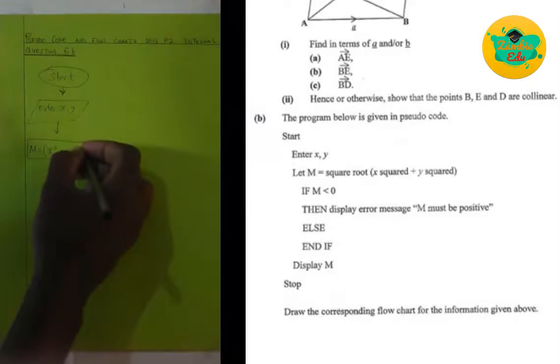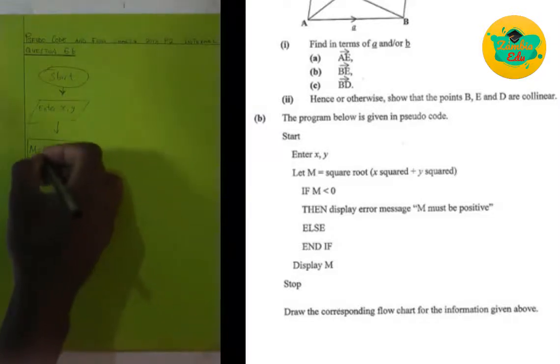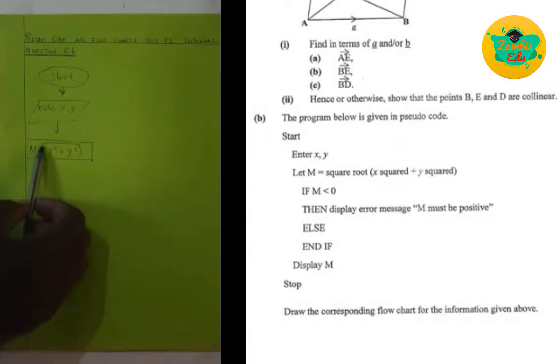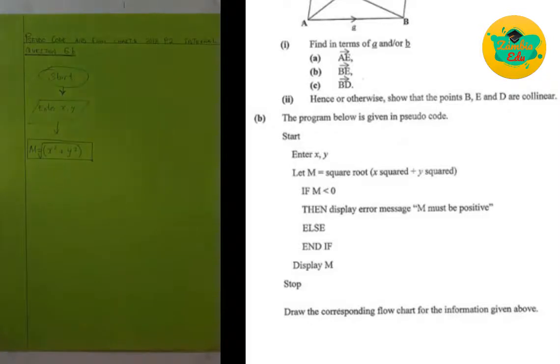y squared, close. So let's not forget you said square root, so we indicate our square root in that way. Say square root, then x squared plus y squared. So m there, square root, x squared plus y squared. Okay, in that way.